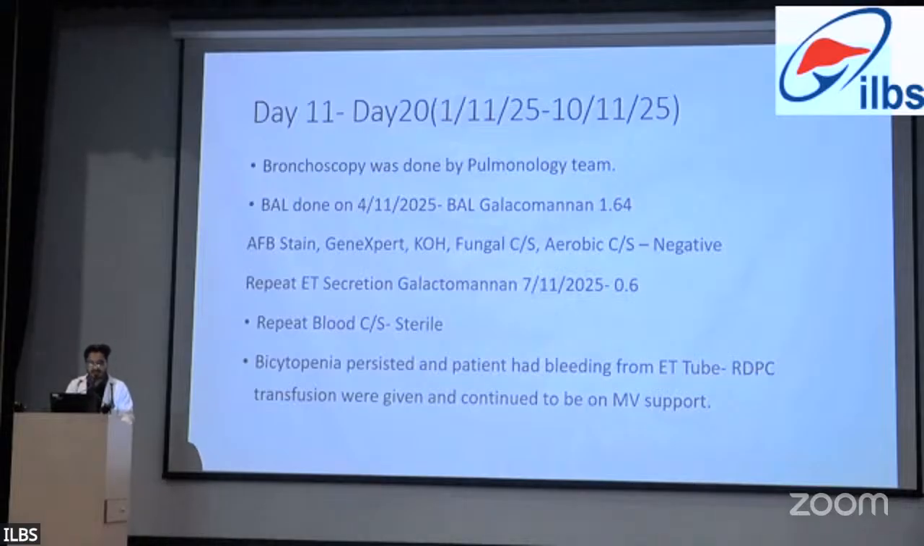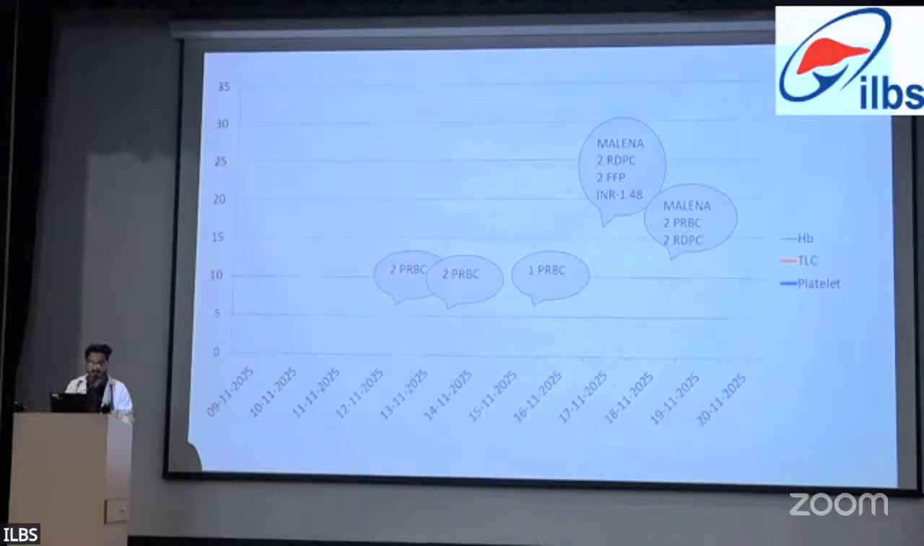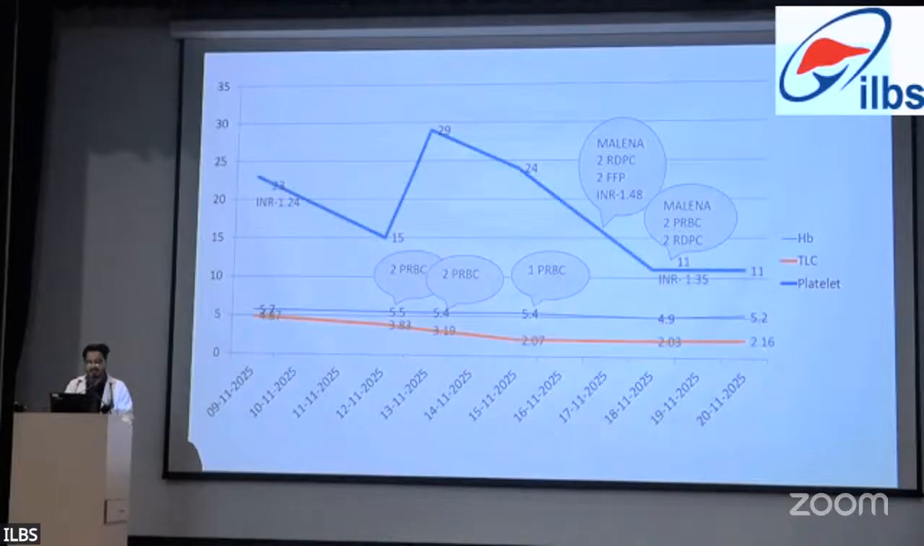However, the bicytopenia persisted and patient had bleeding from ET tube. RDPC transfusions were done, and he was continued on mechanical ventilator support. This was the further trend of hemoglobin, TLC and platelet counts. Platelets further dropped. Can you summarize now?